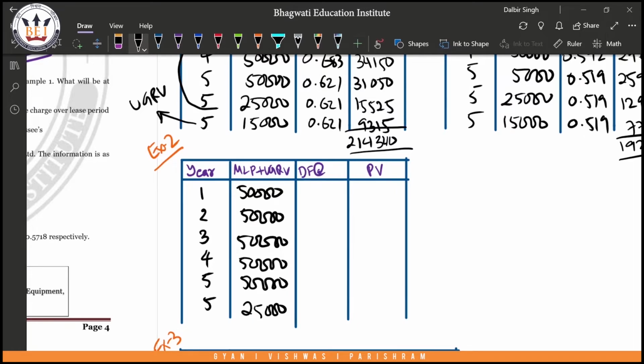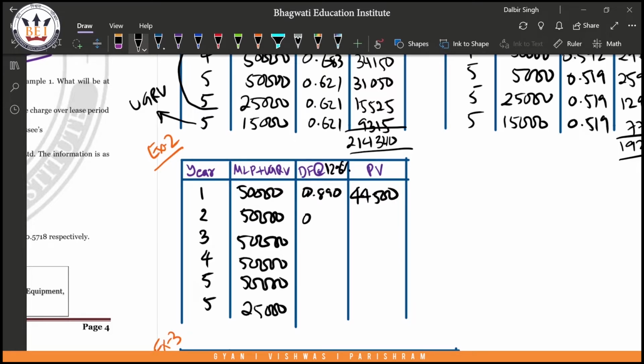Now they have asked you to find the present value. The present value will obviously be at the rate of interest we just found, which is 12.6%. So what will be the discounting factor? You will do 1 divided by 1 plus 12.6%, and you will find the discounting factor. So the discounting factor is 0.89. So your present value is 44,500.